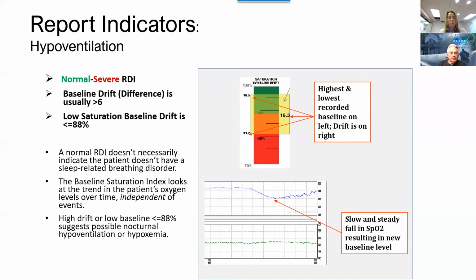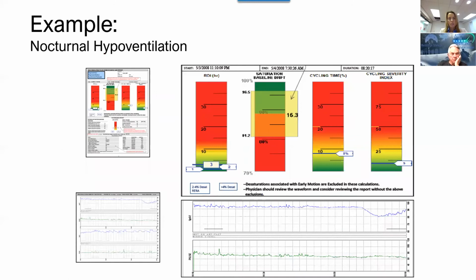So just because they have a normal RDI doesn't necessarily mean that they don't have sleep disordered breathing. Again, this saturation baseline drift is looking at their overall oxygenation independent of any kind of event. We see here in this example the patient is relatively stable in the low 90s, and they slowly drift down and stabilize at a different baseline over time. And again, here's an example of what that may look like.